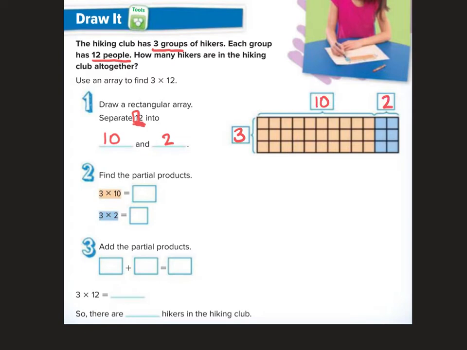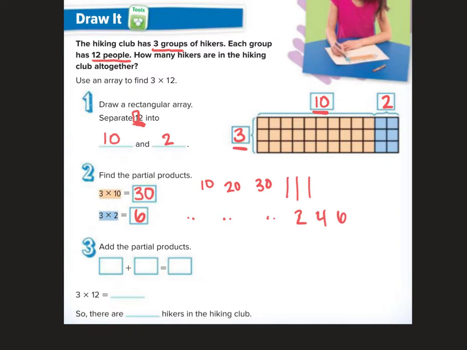So I'm going to find the partial products. I'm going to do 3 times 10. Now, 3 groups of 10: 10, 20, 30. Or if you use base 10 blocks, 10, 20, 30, right? So 3 groups of 10 is worth 30. And 3 groups of 2 is 2, 4, 6. Count by 2s if I've got 3 groups of 2s.